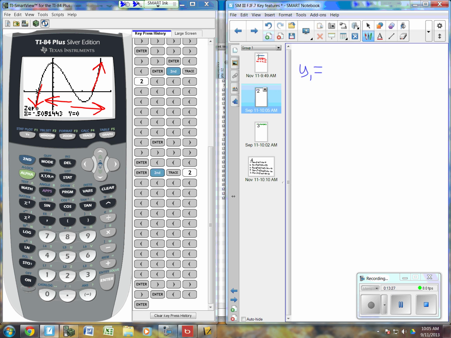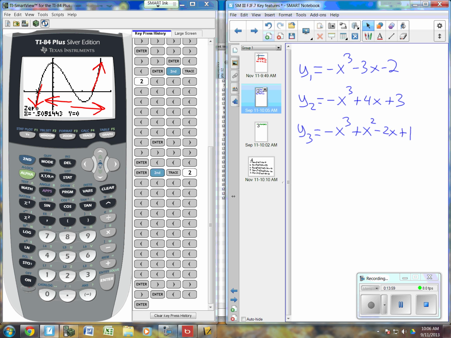Under y1, I want you to put negative x cubed minus 3x minus 2, and negative x cubed plus 4x plus 3. And on y sub 3, negative x cubed plus x squared minus 2x plus 1. I want you to put all 3 of those in. I want you to tell me what you see about the end behavior. Discuss it in your groups. I'll give you a second. Go.